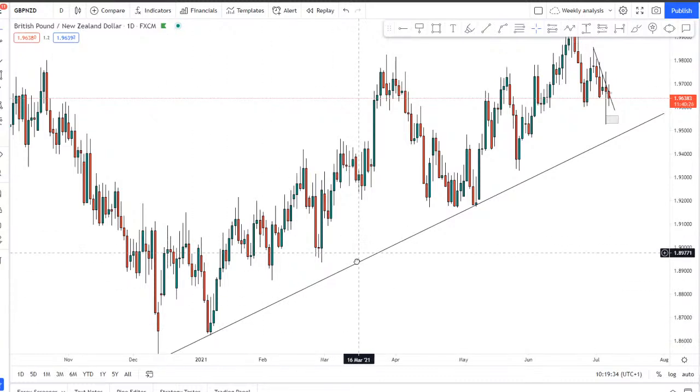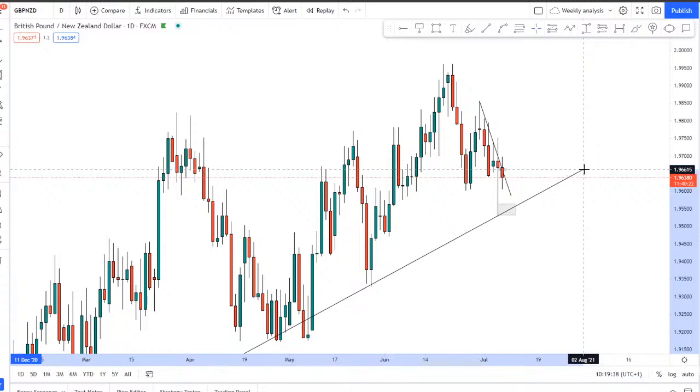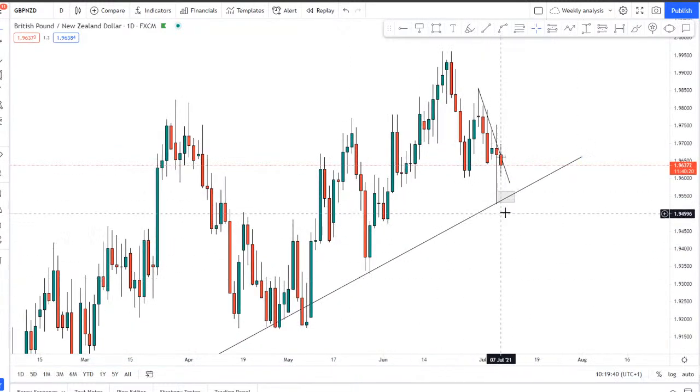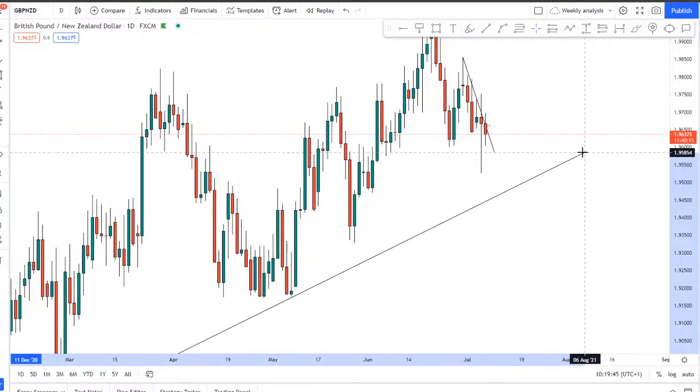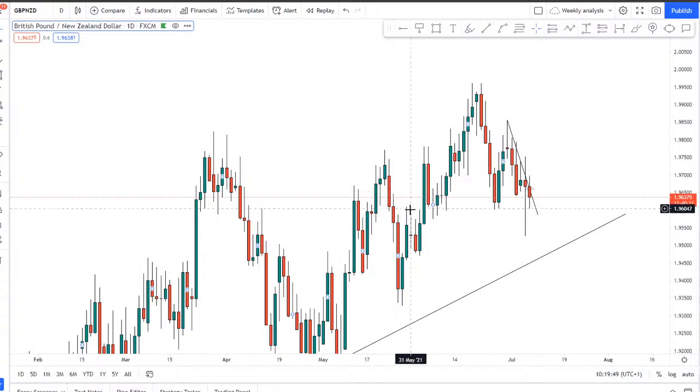So first, second, third. Technically, if you draw the trend line here, so it connects that point there, then it looks like it has actually touched that trend line. But if you connect it with just this point here, it hasn't. So overall, I still see downside for GBPNZD.